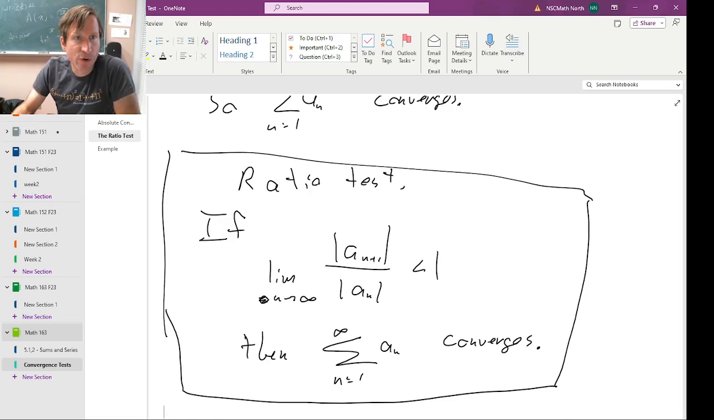All right, so we have the ratio test, which says that if the limit as n goes to infinity of the ratio of adjacent terms in a series is less than 1, then the series itself converges. And notice that it's the later term that's on top in this ratio and the earlier term that's on bottom. So let's look at an example of how we can use this.